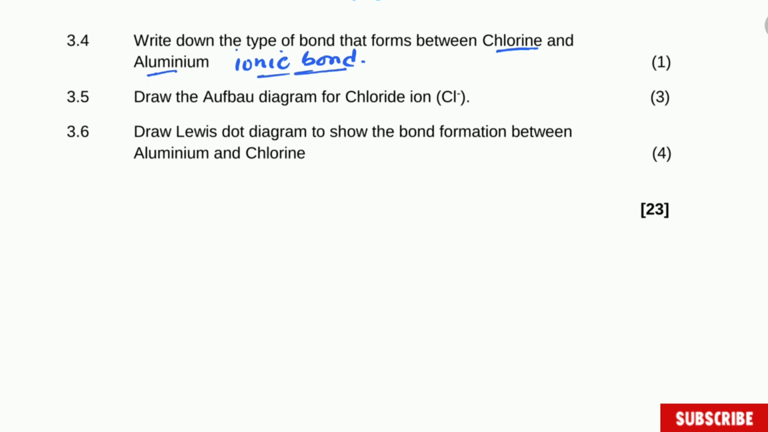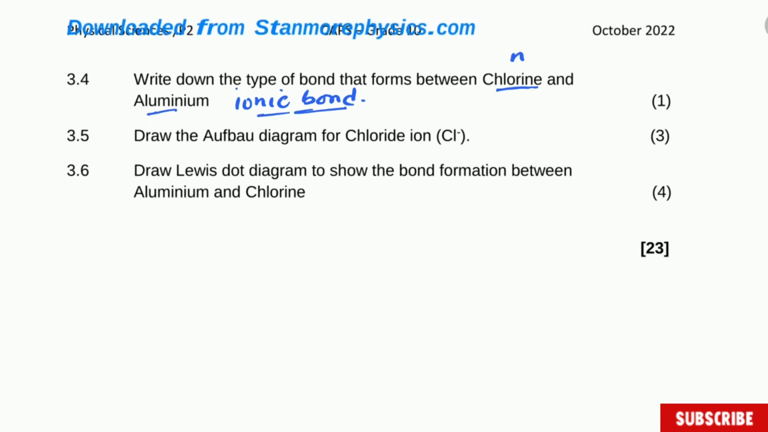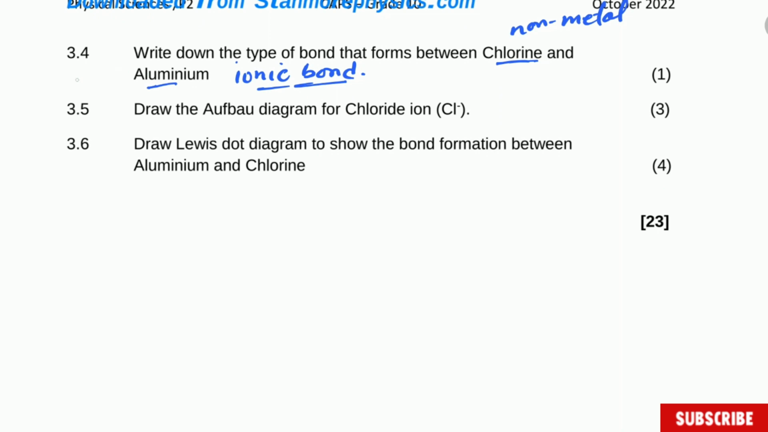If you have a combination of a non-metal, this one here is a non-metal, right? And this one is a metal. It will give us an ionic bonding. And if you say that, you will get 1 mark. Question 3.5. Draw the Aufbau diagram for chlorine ion. Now they're speaking again about an ion.